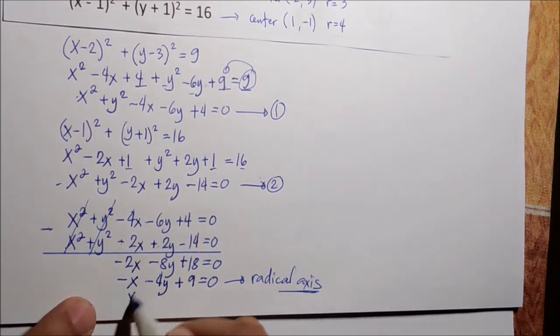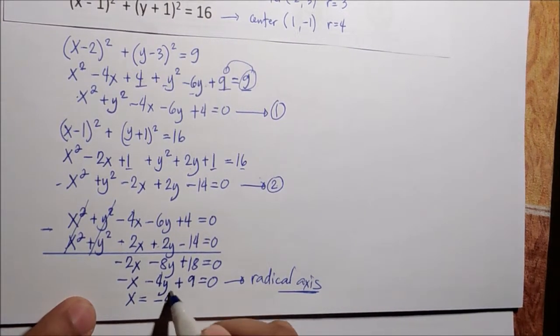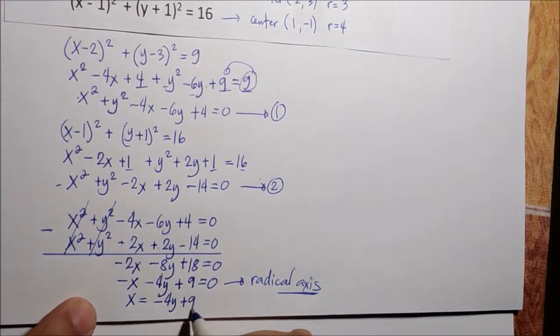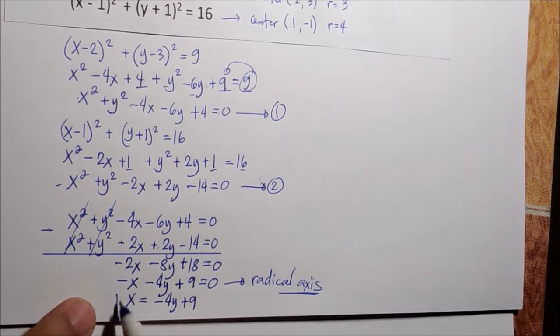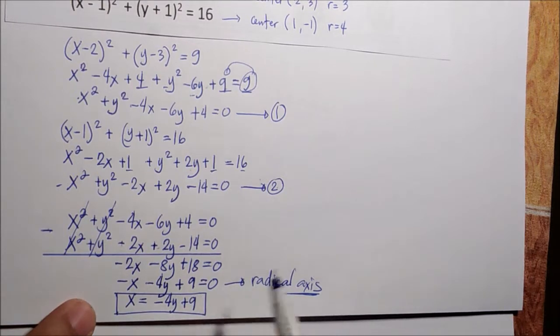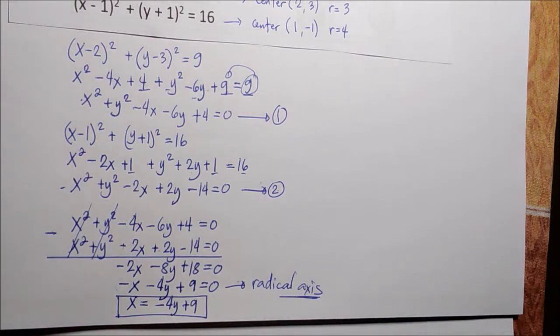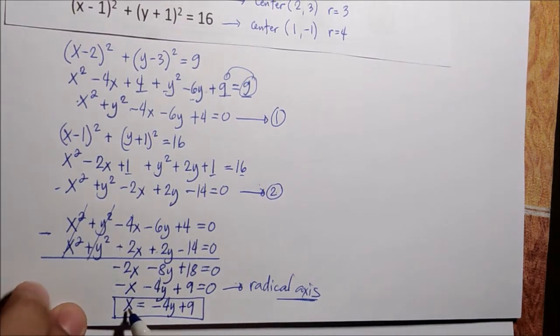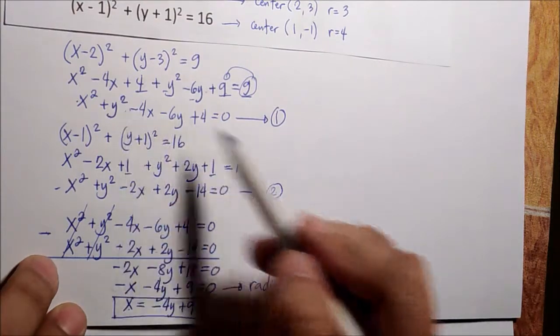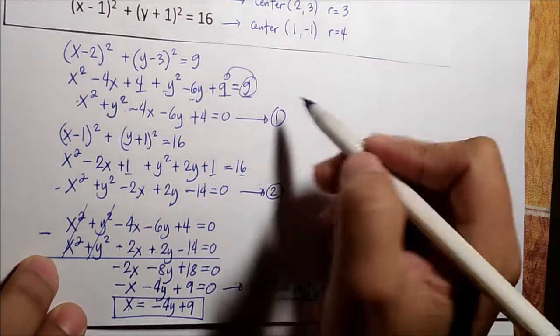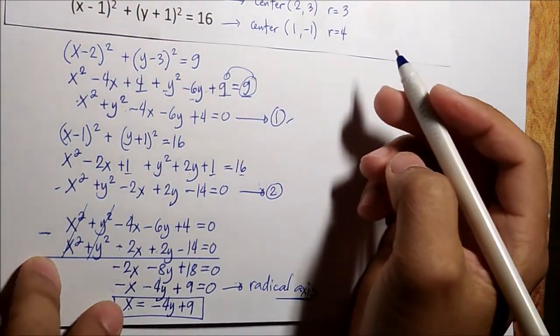Okay, so x will be equal to negative 4y plus 9. Okay, I will transpose x to the other side. The remaining will be negative 4y plus 9, or that is equal to x equals minus 4y plus 9. Now I will substitute the value of x to the first or the second equation. So I will use the first equation.